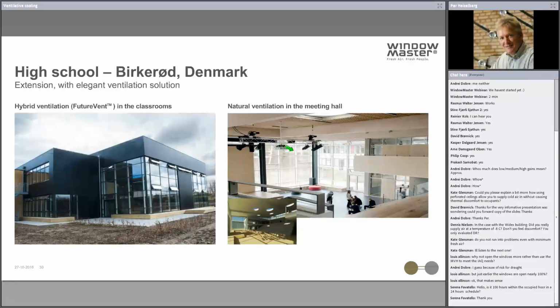So if we go to the meeting hall, this meeting hall is actually naturally ventilated only. So we have facade windows down here and on the other side. And also we have some skylights, some roof lights in the back of the room. So we do not have mechanical ventilation inside this room.